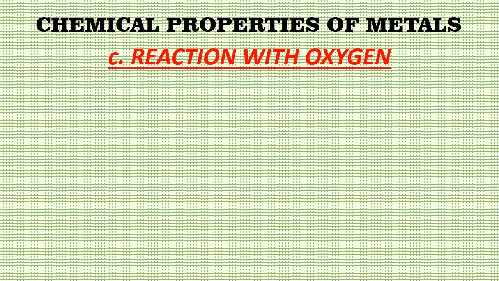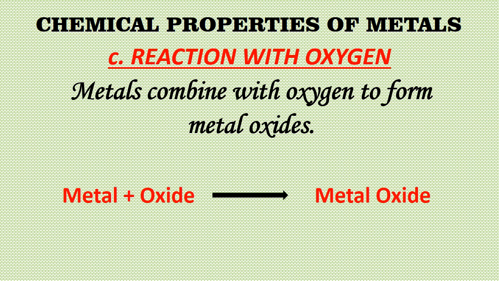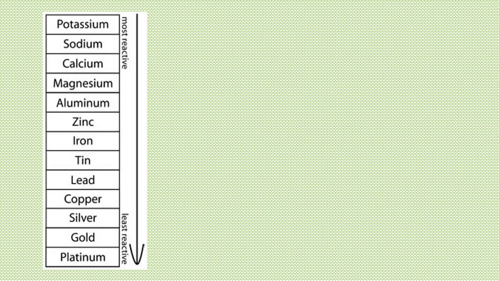Next we have reaction with oxygen. Metals combine with oxygen to form metal oxides, and it is written as metal plus oxygen gives metal oxide. Here we can see a series of metals. Beside that we can see an arrow pointing downwards. There is also written most reactive, less reactive, which means that at the top we have potassium, we have sodium. So these metals are more reactive towards oxygen and they burn in presence of oxygen. While when we go downwards, the metals are less reactive.